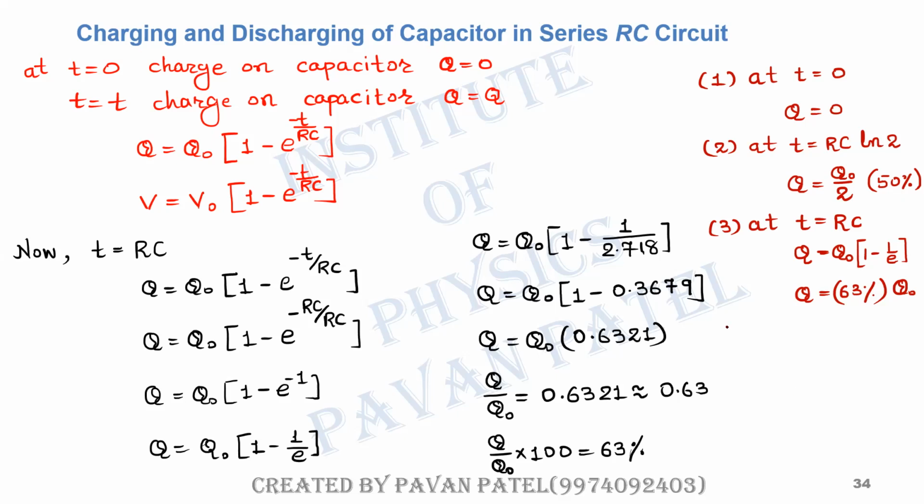And number 4: at t equals infinity, the charge q on the capacitor will be q0, and q0 is equal to CV0. So these four are the summary of short techniques which you should remember, the value of time and the value of charge on the capacitor during the charging process of the capacitor.